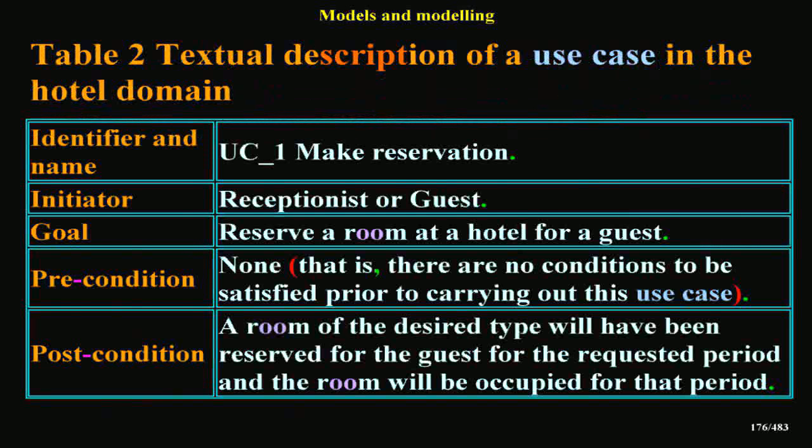Table 2, textual description of a use case in the hotel domain. Identifier and name: UC1 Make reservation. Initiated by: a receptionist or guest. Goal: reserve a room at the hotel for a guest. Precondition: none, that is, there are no conditions to be satisfied prior to carrying out this use case. Post-condition: a room of the desired type will have been reserved for the guest for the requested period and the room will be occupied for that period.